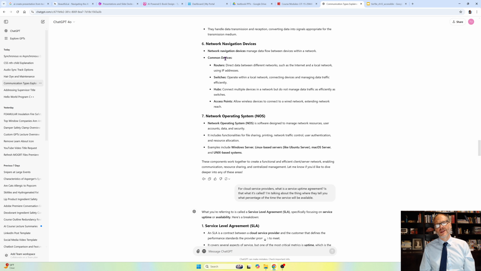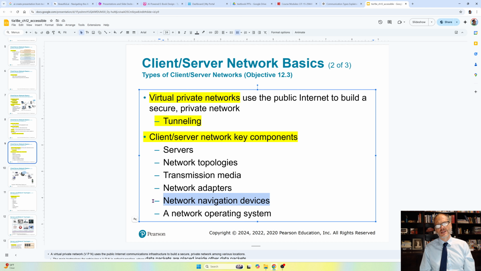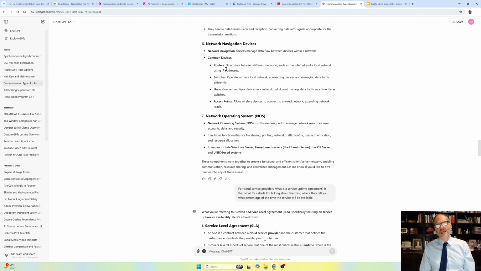And then we have network navigation devices. This is kind of a funny phrase, network navigation devices, but how does data navigate the network? These devices help data navigate the network. So routers, switches, and hubs. And so a router is going to direct traffic between different networks, such as the internet and local networks. It chooses the route the data travels on. How do I get to the destination?